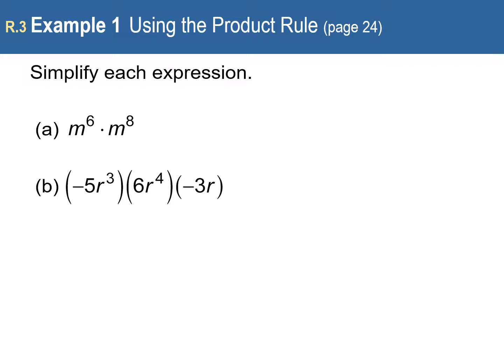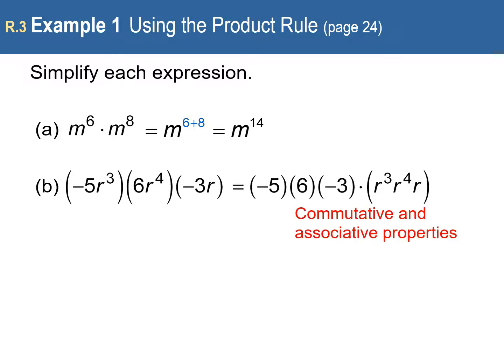Let's simplify these expressions. m to the 6th times m to the 8th is m to the 14th. When I have something like this big long product, use the commutative property and multiply all of your numbers together and then your r's together. So -5 times 6 times -3 is 90. And this becomes r to the 3 plus 4 plus 1. Now don't forget this one right here has a power of 1. So this becomes 90 r to the 8th.